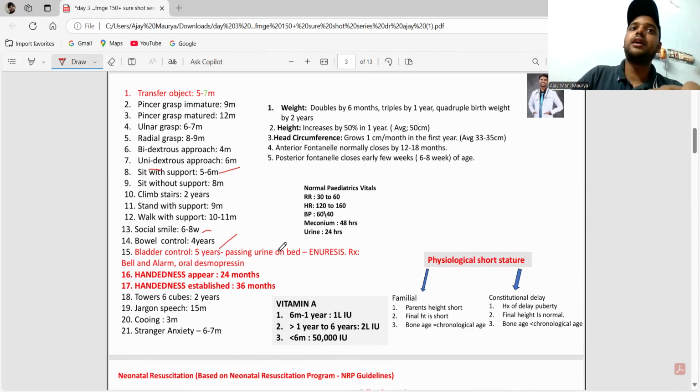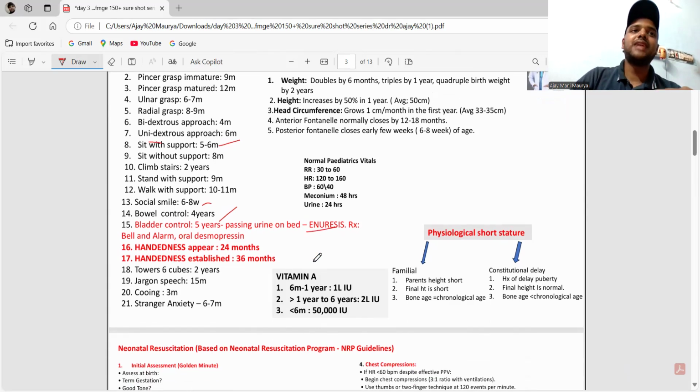Okay, if more than 5 years, first of all you have to treat with the bell and alarm technique, and if it does not recover, you have to give desmopressin. Okay, now that's called enuresis.